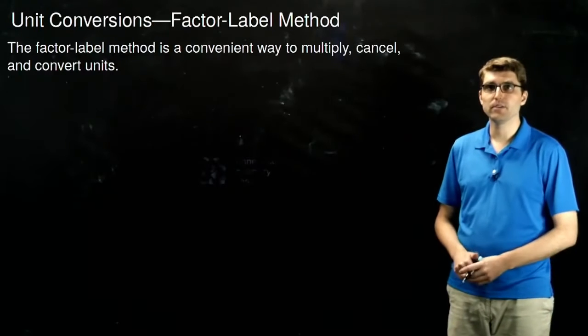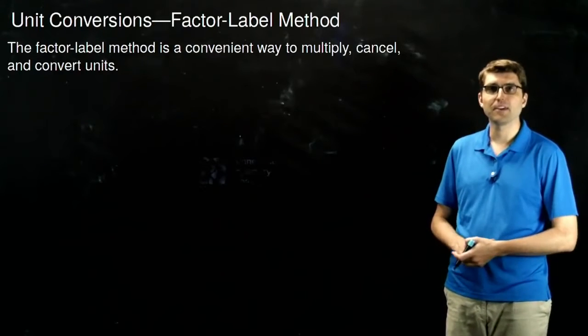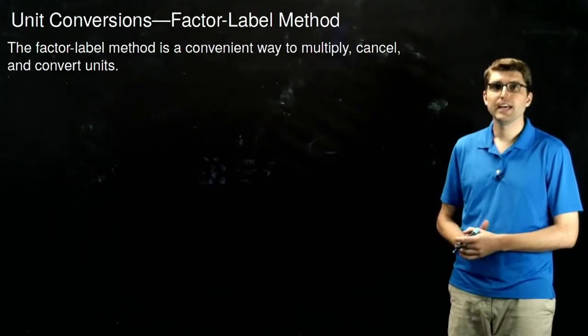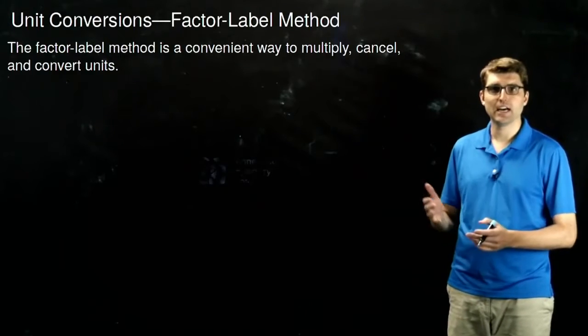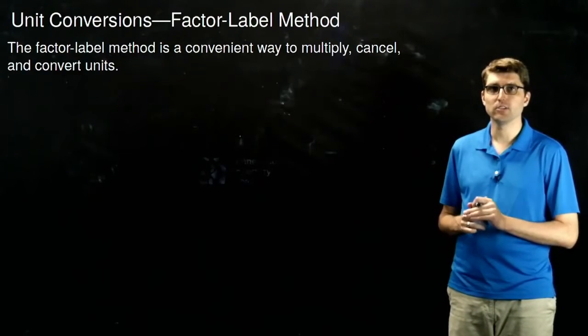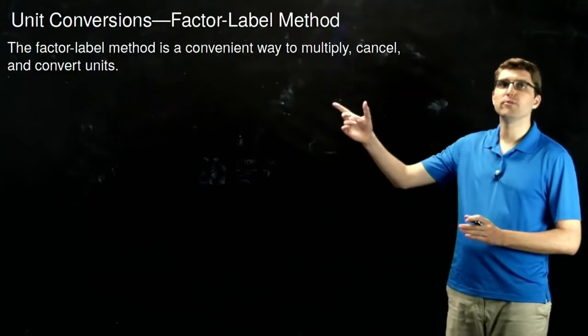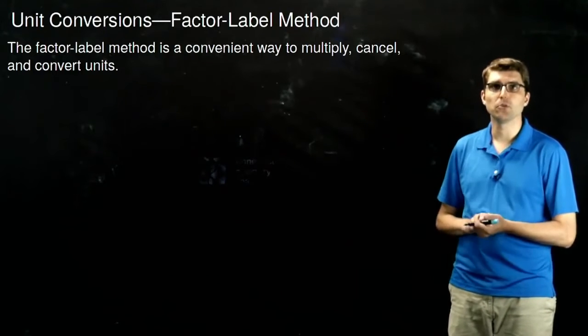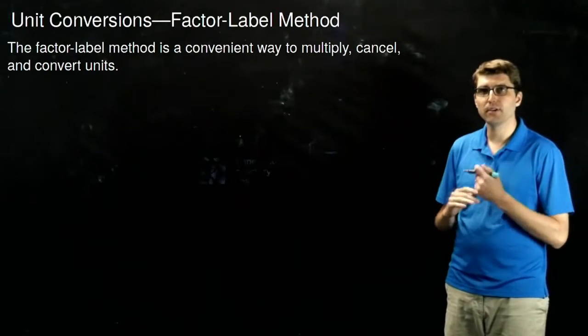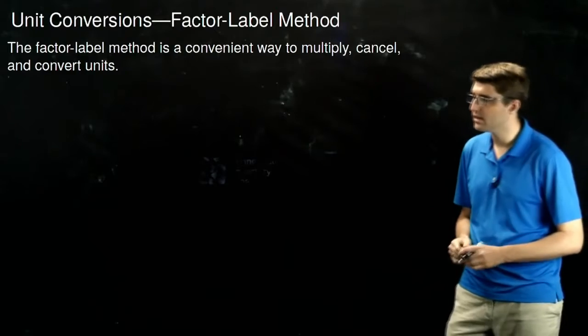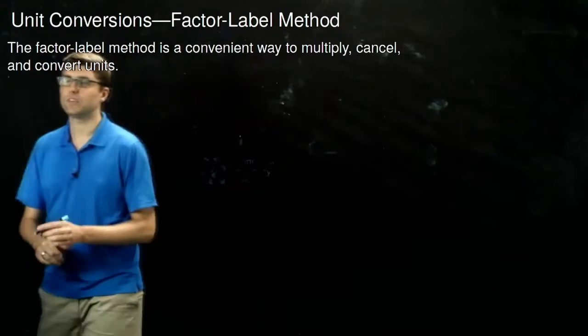Just talked about derived units. So now let's talk about how we can convert between different derived units and how we can convert between SI and English engineering units as well. And this is called the factor label method. You've probably seen it before, but it's very convenient, very easy to use, and so I'd like to review it here just so we're all on the same page.